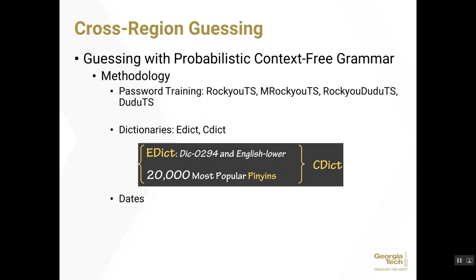There are 2 dictionaries, the English dictionary and the Chinese dictionary, which are written as edict and cdict. The edict is the combination of dict 0294 and English Global, which are 2 popular dictionaries. And if we add 20,000 most popular pinyin into the edict, we get the cdict. The C digit is used to represent the influence of pinyin. This paper also adds the 20 most popular 6-digit and 8-digit dates into rows to represent the influence of dates.